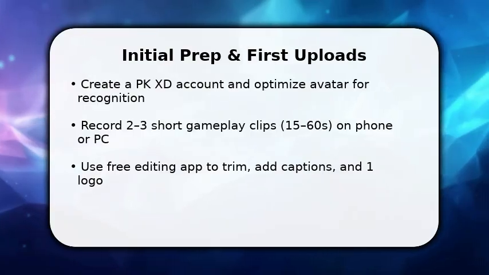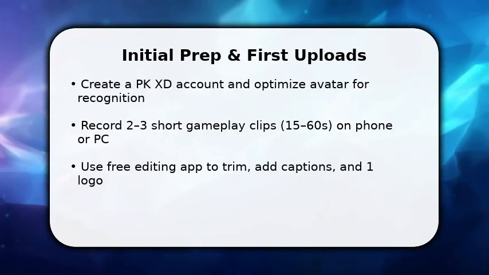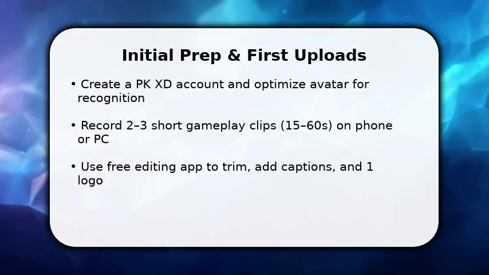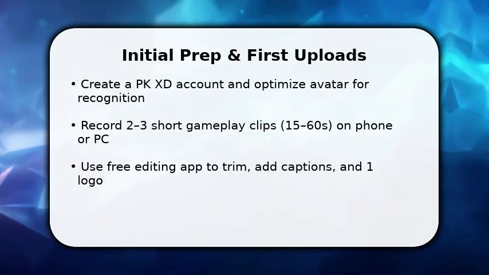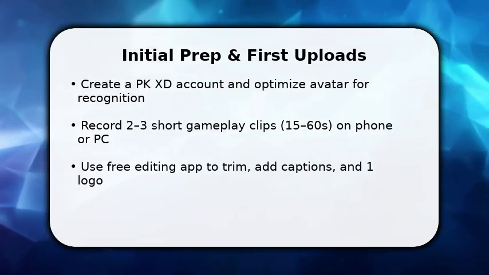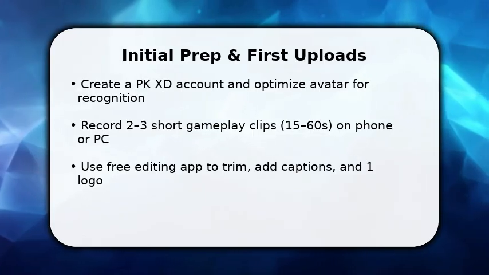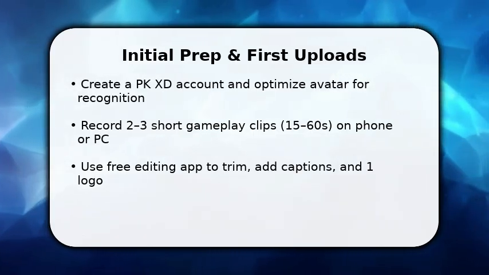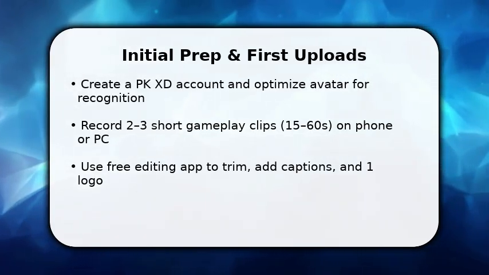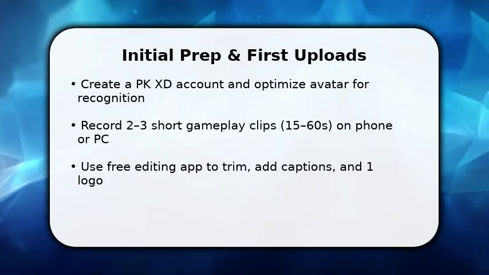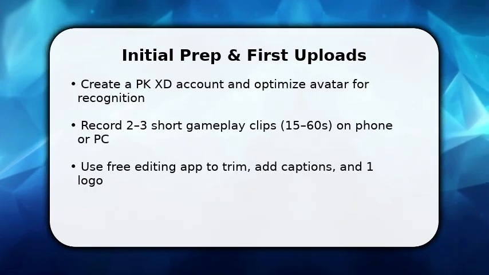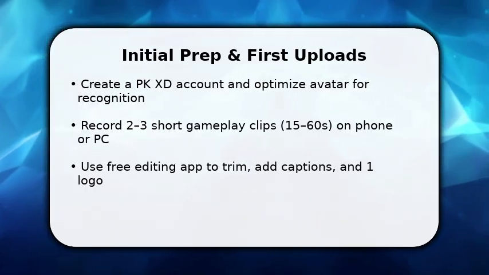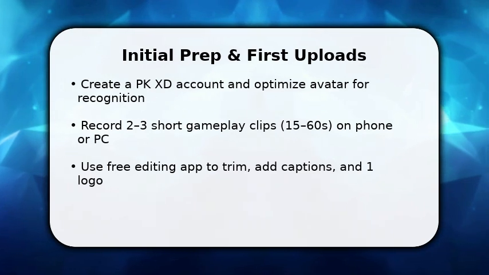You start by preparing recognizable content. Pick a consistent avatar and outfit so viewers remember you. Record 2 to 3 short gameplay clips of 15 to 60 seconds that show fun interactions or tips. Once done, trim and add captions plus a simple logo so each clip looks branded. Make sure clips are vertical or square for social apps and export at high quality. This fast foundation gets you ready to publish everywhere without needing a YouTube channel.